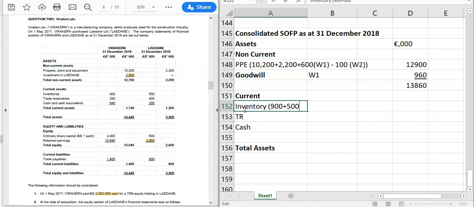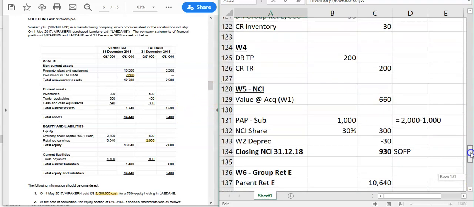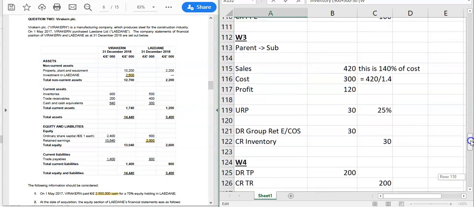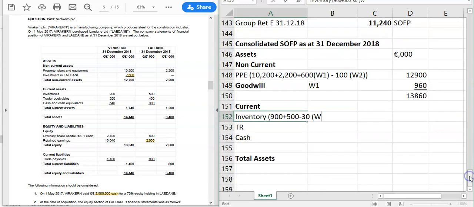But be careful now, we also have minus 30. And that is for your working, just so we get the right working to cross-reference. Your unrealized profit, working 3. We credited inventory, working 3. That's going to be 900 plus 500 minus 30. Nice and neat. Same with trade receivables, just parent.